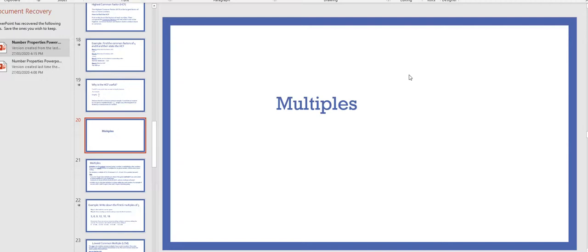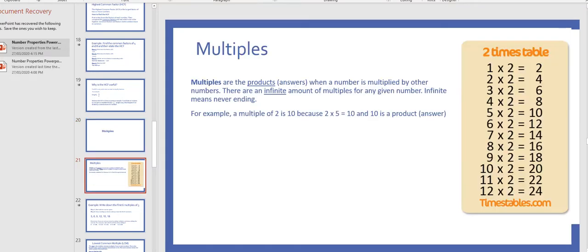Hi, this session is on multiples. We'll understand what multiples are and how to work with multiples, and also finding the lowest common multiple. Okay, let's make sure we understand what multiples are.